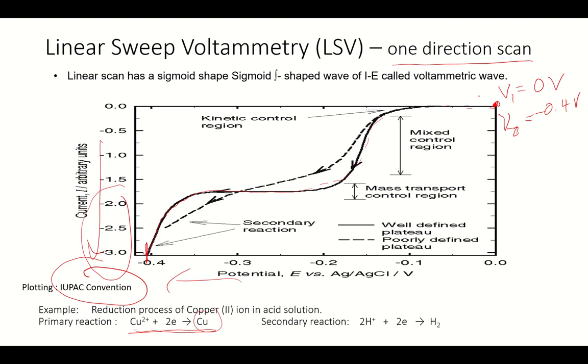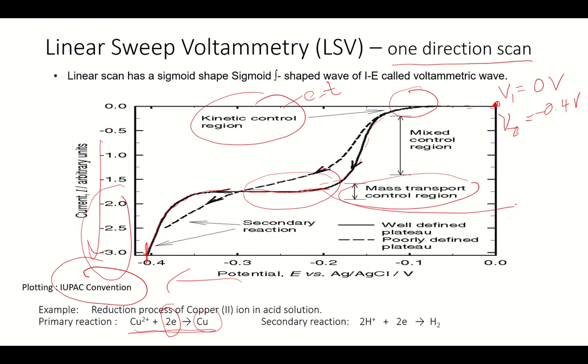If you look here, the increase of current is kinetically controlled. At low potential, it is controlled by electron transfer. This plateau here is the maximum, controlled by mass transport, the movement of copper 2 plus to the working electrode surface. In between electron transfer and mass transport is the combination, the mixed control: electron transfer plus mass transport.